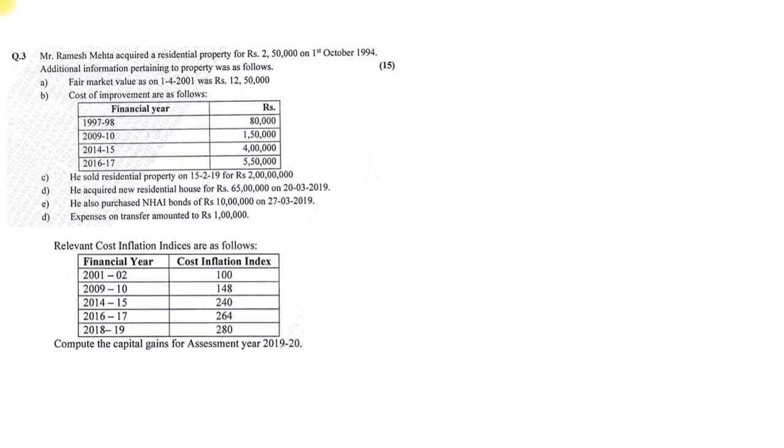Next, now this is based on capital gain. Again, a property was purchased for 2,50,000 on 1st October 94. Cannot consider that. The fair market value, yes, we'll consider that. Improvement before 2001 cannot be taken. Rest will be considered. Sold the house for 2 crores. You bought a new house for 65, an investment of 10 lakhs, and transfer amount came to 1 lakh, and these are the respective CIA.